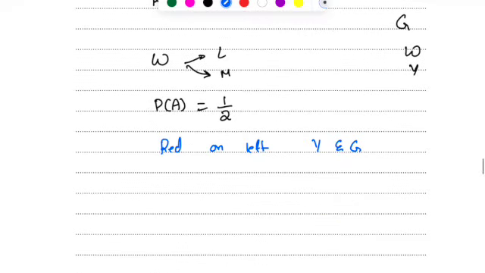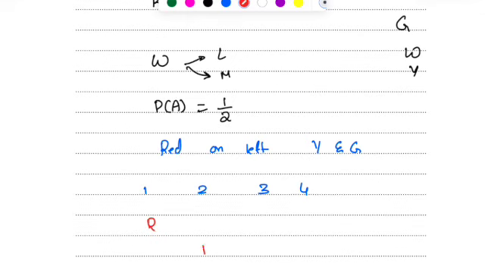So first of all, what am I going to do? We have 4 positions: 1, 2, 3, 4. So I can fix red at the first position, or red at the second, or red at the third position. So I can fix the red marble either at position number 1, position number 2, or position number 3.